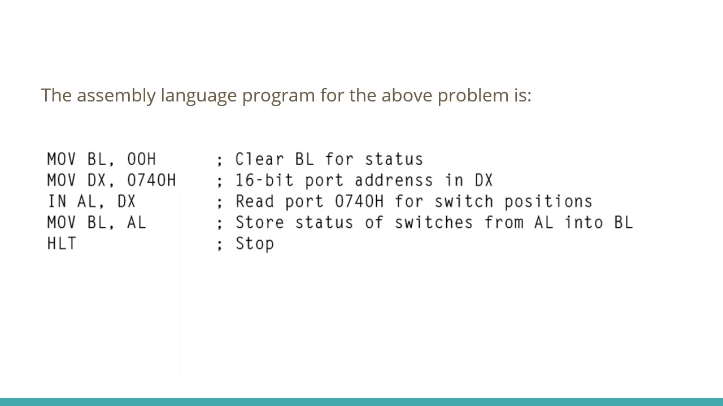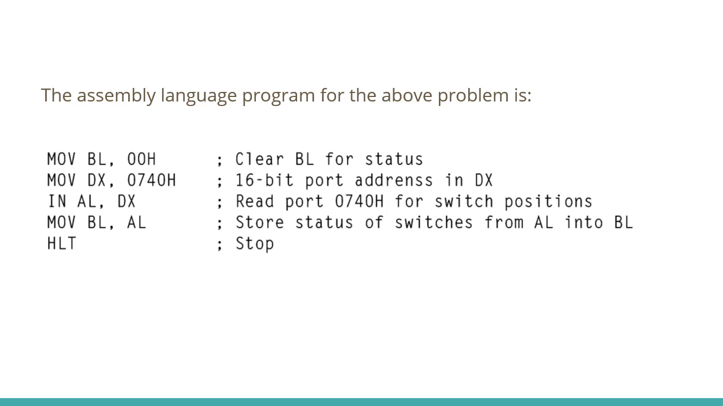Let's see the assembly language program that is required for the above problem. The first instruction is to clear the BL. For that, we will be moving a value of 00 to BL. Next instruction moves the 16-bit port address into the DX register. After that, using the IN instruction, the data from the port address that is given in DX is moved into AL register. And this is finally moved into BL register, and that is the end of the program.